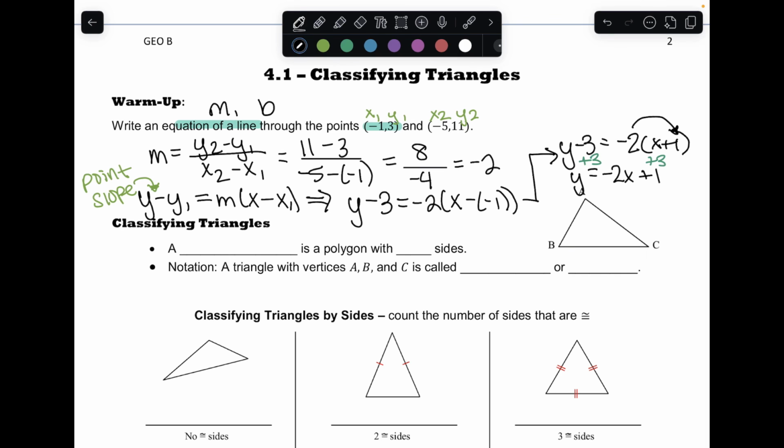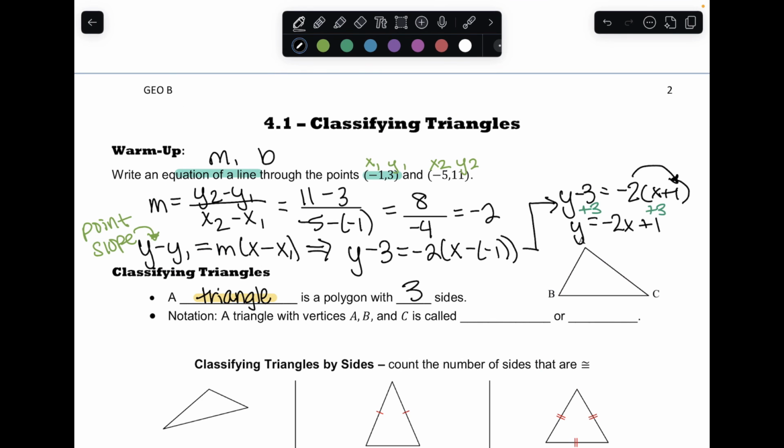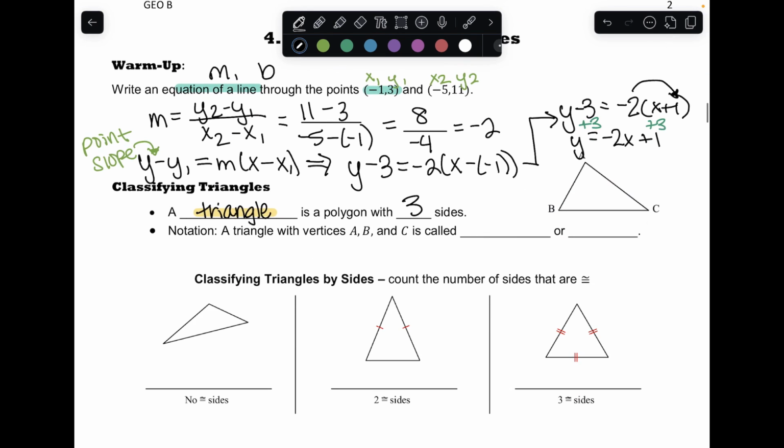But our first definition is a triangle. Hopefully we've all heard this word before. But if we look at the prefix tri, a triangle is a polygon with 3 sides and 3 angles, triangle, okay? So any polygon with 3 sides. A polygon is just a closed figure, meaning like something like this, anything that is closed, okay? Not like this where it's still open.